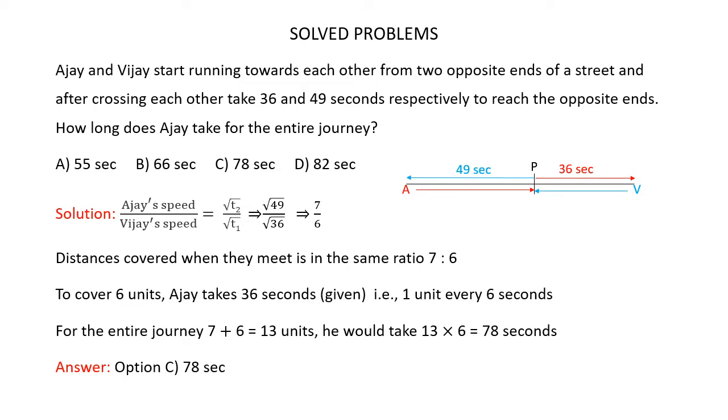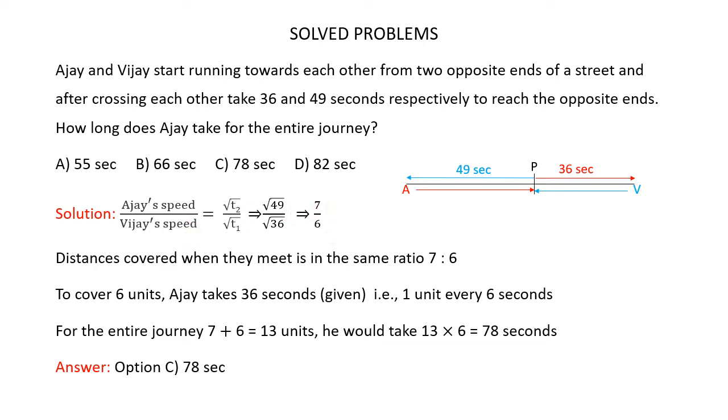Now we know that in such cases, the formula to be used is Ajay's speed divided by Vijay's speed is equal to square root of T2 divided by square root of T1. Here we do not know Ajay and Vijay's speed, but T1 is 36 seconds and T2 is 49 seconds. So we'll substitute these values in the formula. So Ajay's speed divided by Vijay's speed is equal to square root of 49 divided by square root of 36, which is nothing but 7 by 6. So Ajay's speed is to Vijay's speed as 7 is to 6.